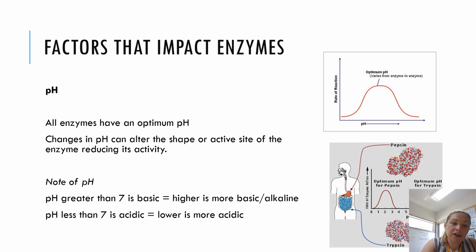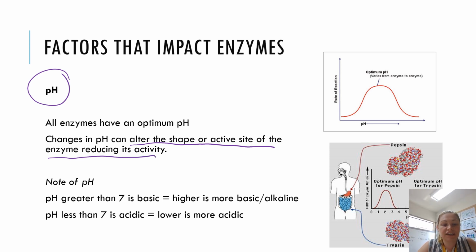So all enzymes will have an optimal pH that they act at. A change in pH can alter the shape or the active site of an enzyme, which thus reduces its activity. Okay, so it's just some important terminology at the bottom of the slide.